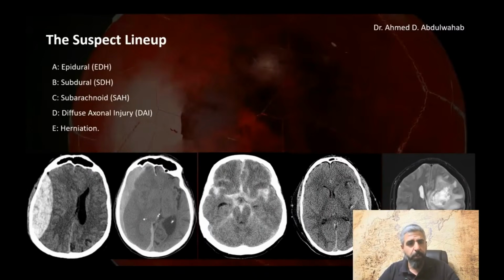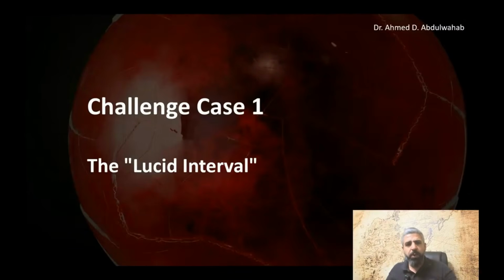So let's meet our suspects for today. The suspect lineup will be epidural hematoma, subdural hematoma, subarachnoid hemorrhage, diffuse axonal injury, and brain herniation. This is today's lineup. From the classic lens of the epidural hematoma to the invisible damage of diffuse axonal injury, 5 suspects, 1 mission: prevent secondary brain injury. Let's go to challenge case number 1. It's called the lucid interval.